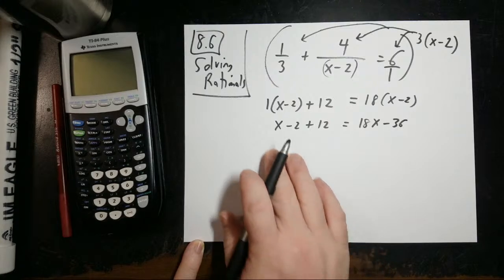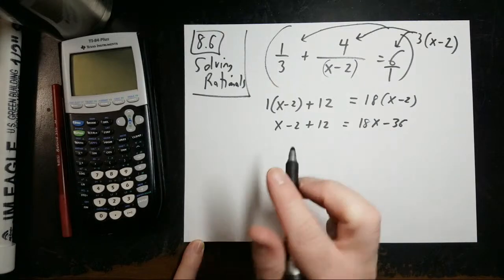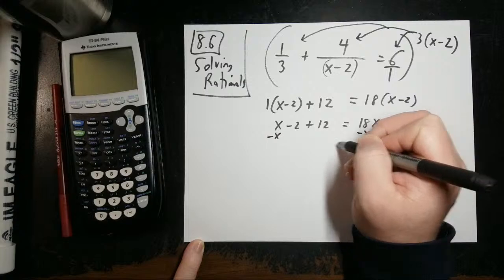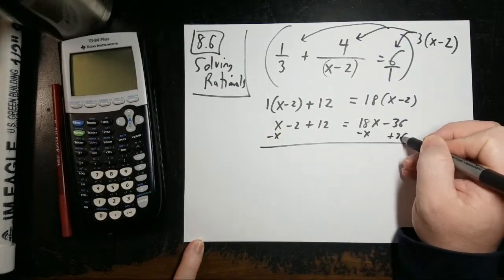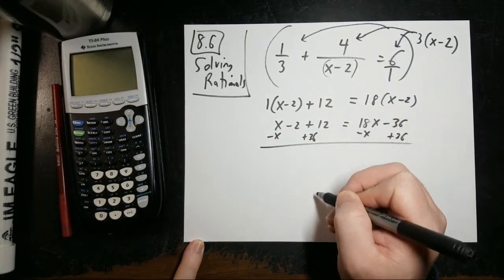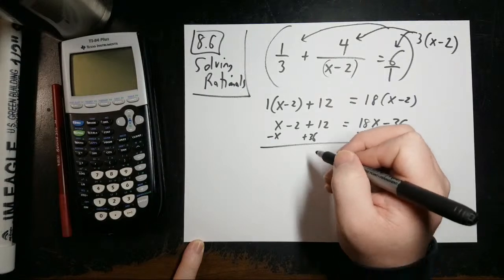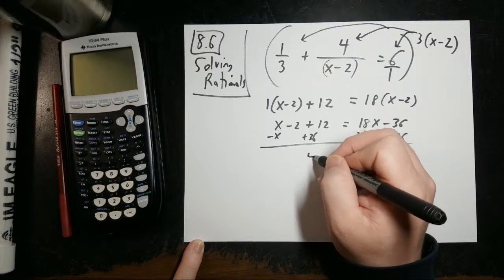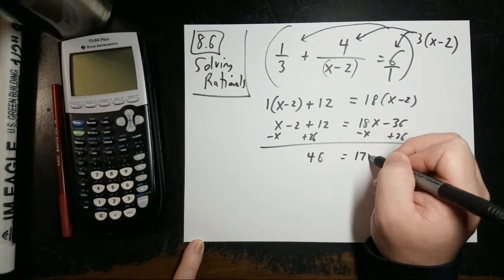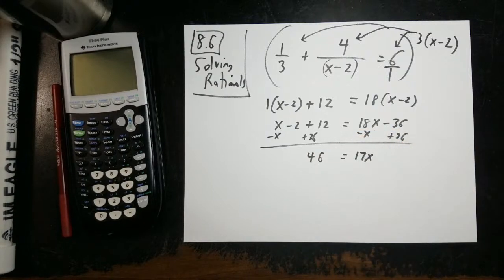Now I'm going to have to bring some x's to one side and numbers to the other. I'm actually going to bring the x over here. And I'm going to add the 36 over here. So this really should be, this is really strange, 46 equals 17x. That's ridiculous. We're going to get a terrible answer. No. Let's see if it actually does work, though.